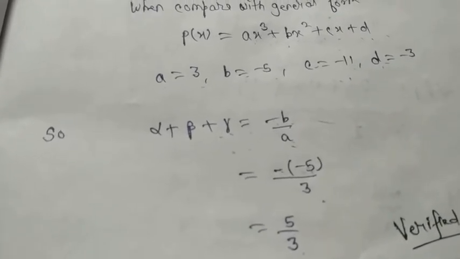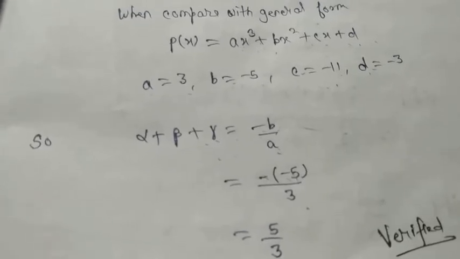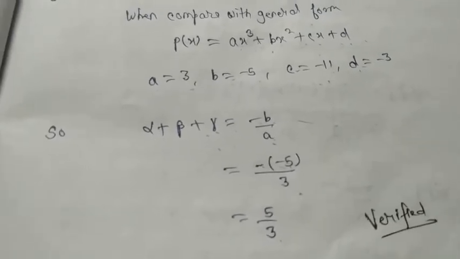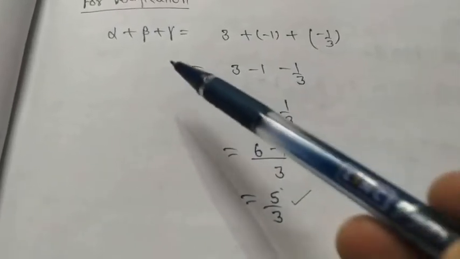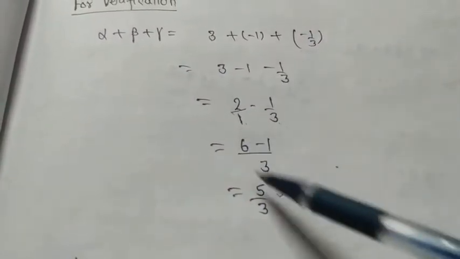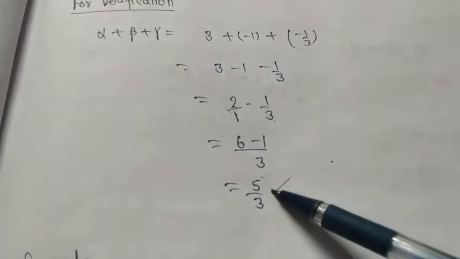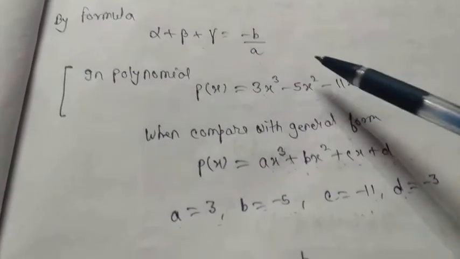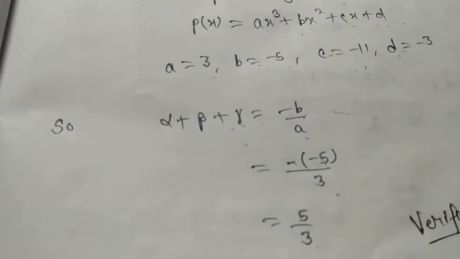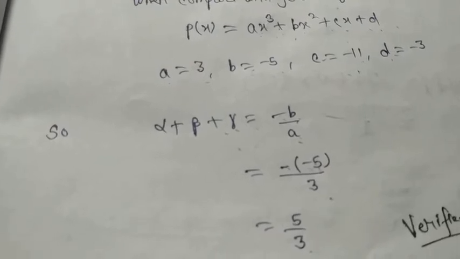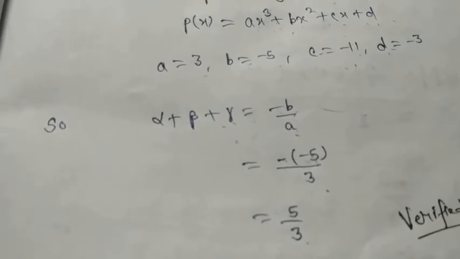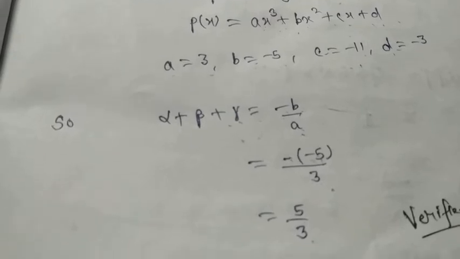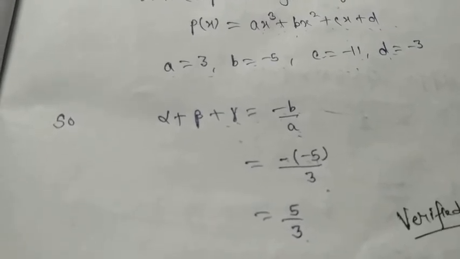Okay, now children, you understand the relationship. The relationship is very clear. How? Because see, in the starting part, I calculated alpha plus beta plus gamma by just putting the values of alpha, beta and gamma. So it also came to 5 by 3, and when I solved with the help of this formula, again I got 5 by 3. So it shows that we have verified the relationship between the zeros and its coefficients. So one formula we have verified. Now we have to move to another formula.